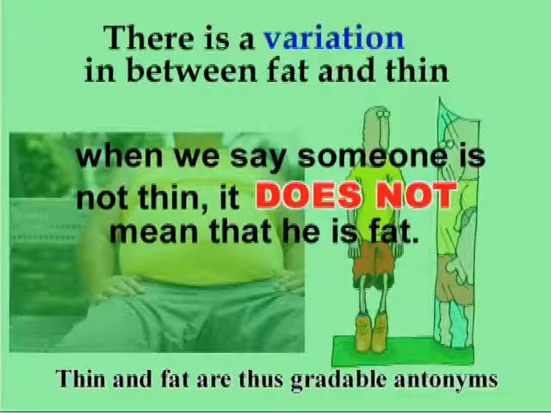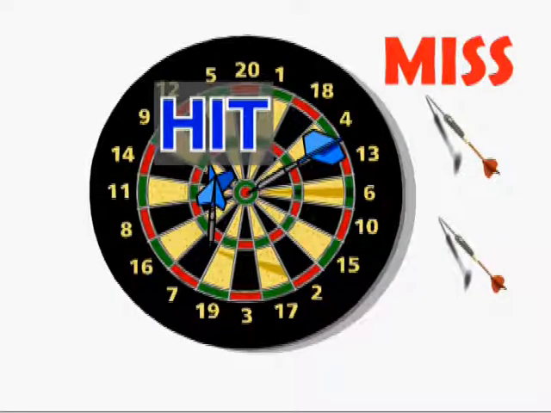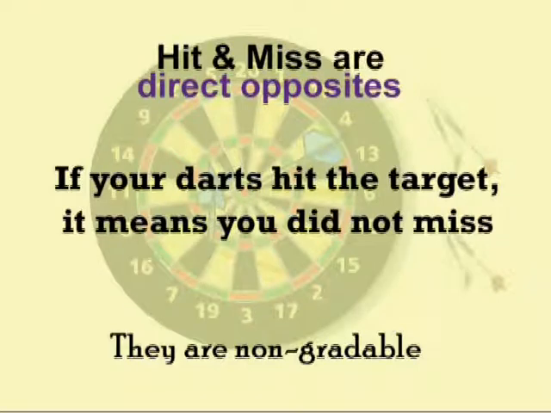Let's try this one more time. Hit and miss. Do you think you can get it right this time? If you said they were non-gradable, then you're absolutely right. Hit and miss are direct opposites. If your darts hit the target, you did not miss. Therefore, they are non-gradable.